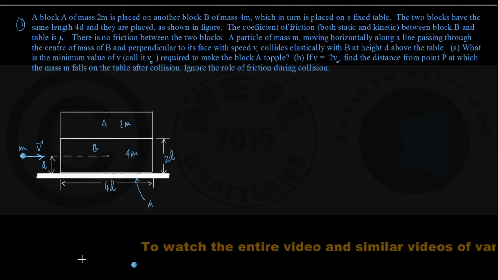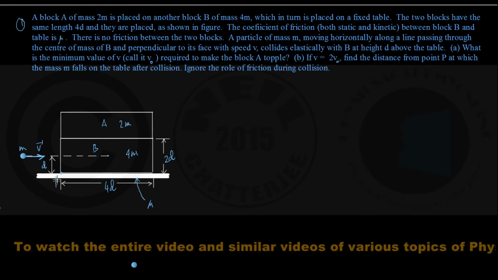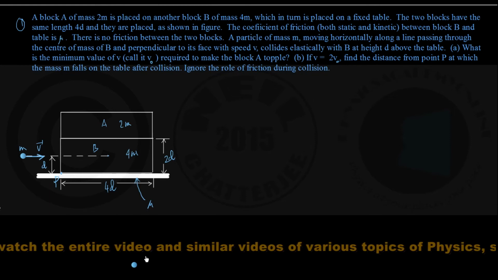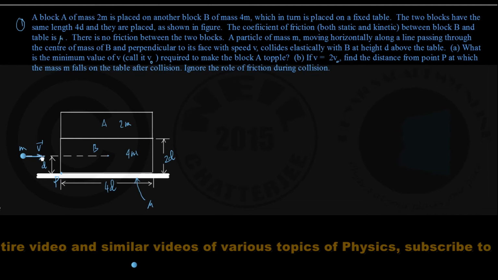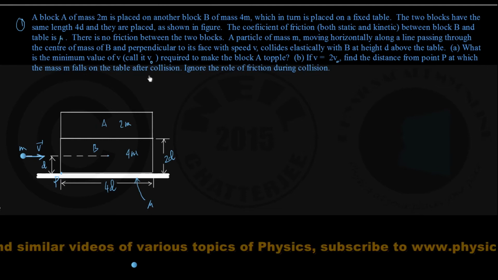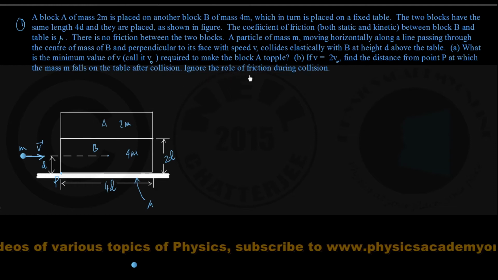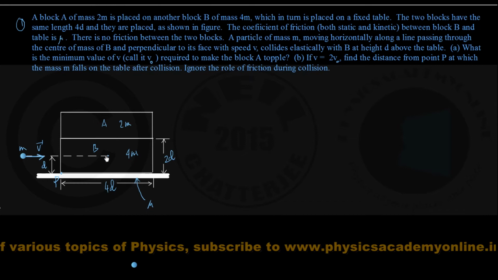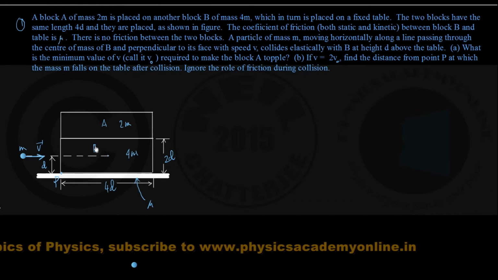Well, this point, that is the left bottom corner of block B, they are calling it the point P. With respect to this point P, at which point will this particle of mass m fall on the table after the collision? We have to find that. We might ignore the role of friction during the small brief time of contact between the particle and the block B. This is the complete question here.